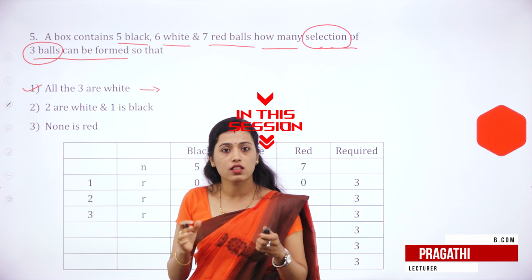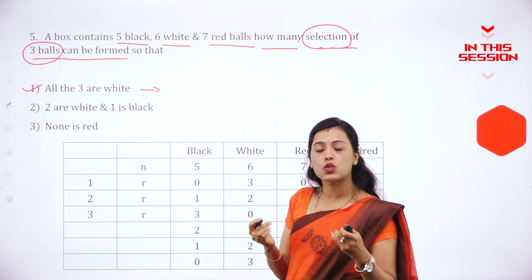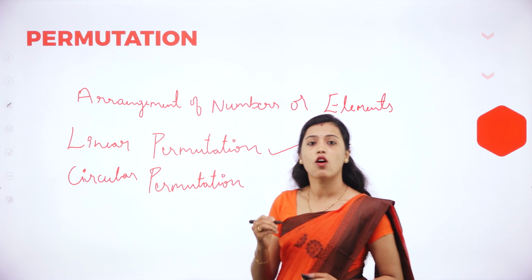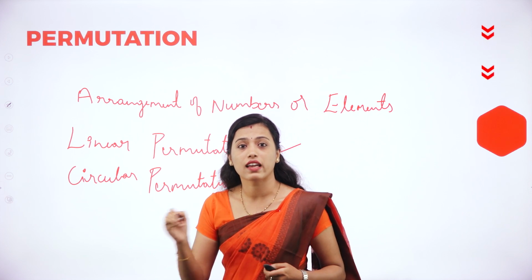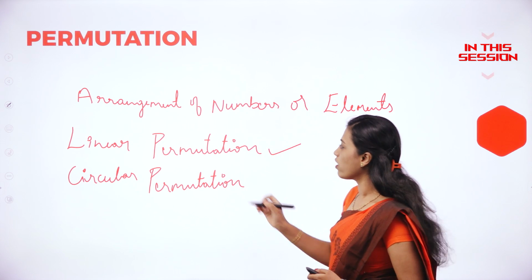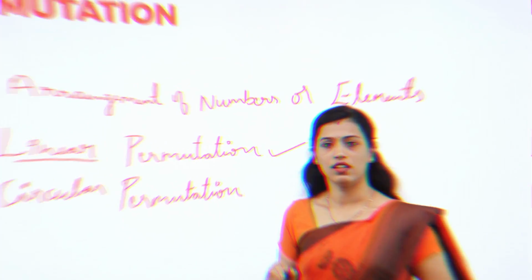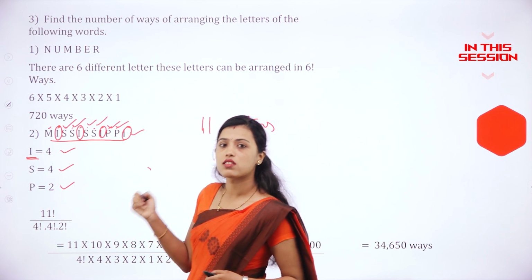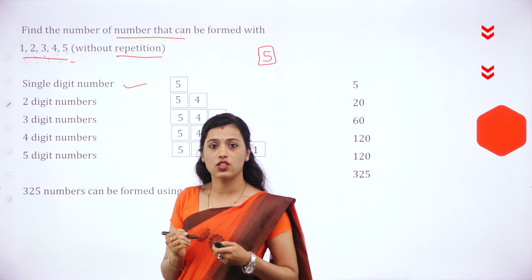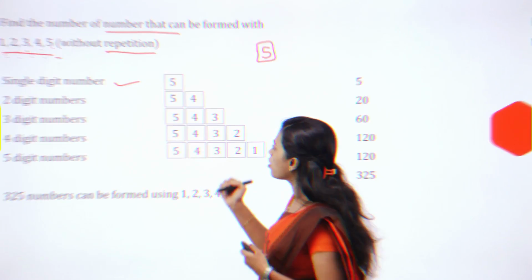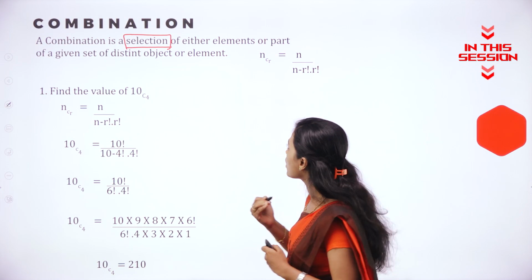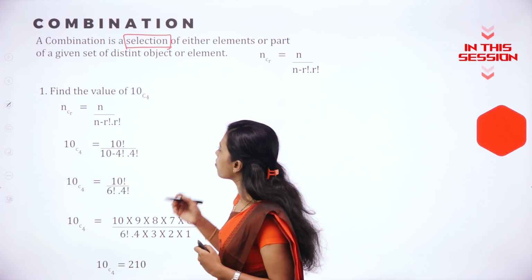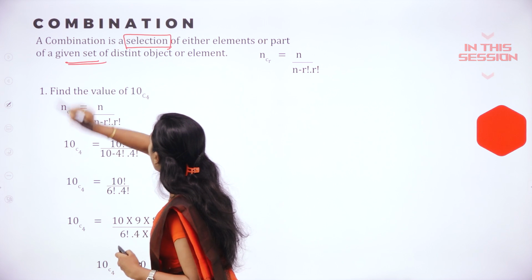In a box, there are 5 black, 6 white and 7 red balls. Arrangement of numbers or elements in a line or row is called linear permutation. Letter S is repeated 4 times and letter P is repeated 2 times. Single digit numbers we can arrange in 5 ways. Then what about combination? It is a selection of either elements or parts of a given set.